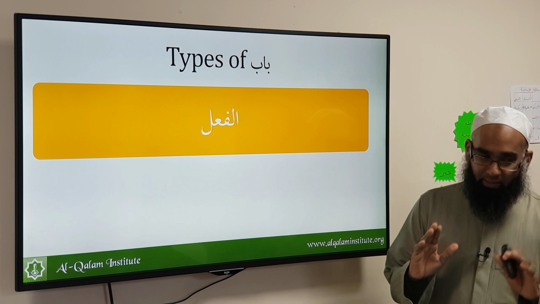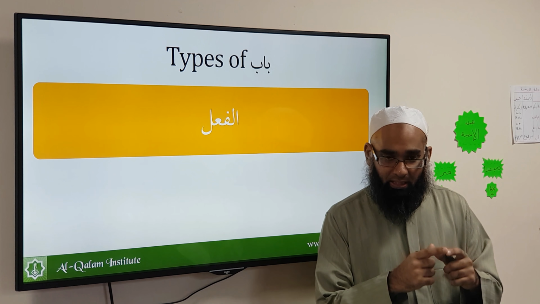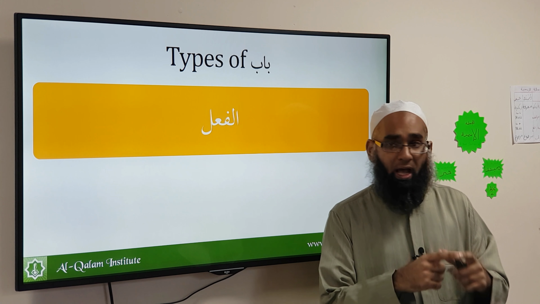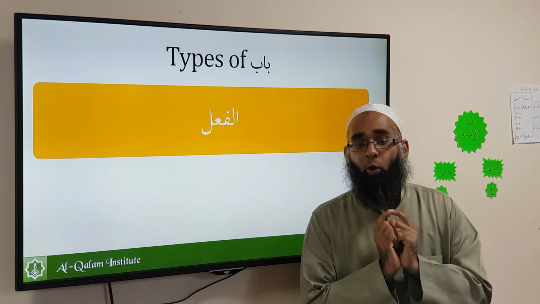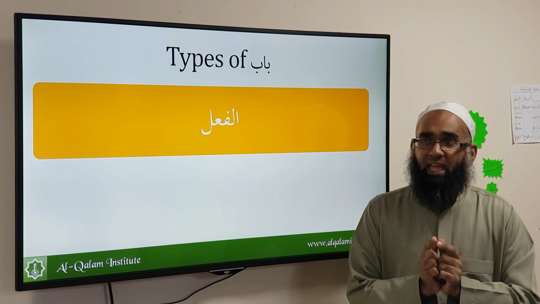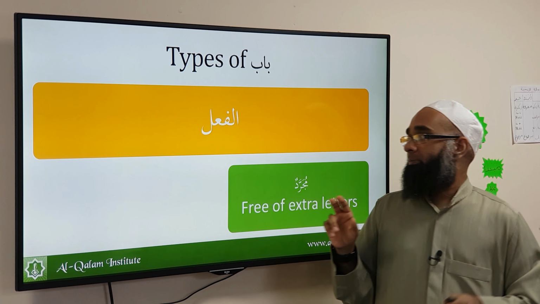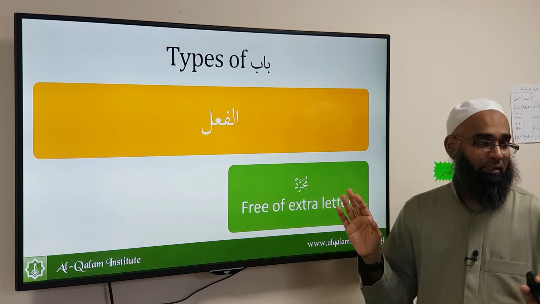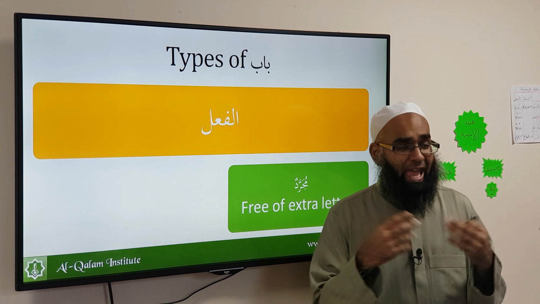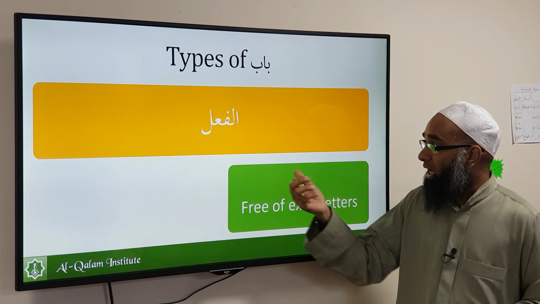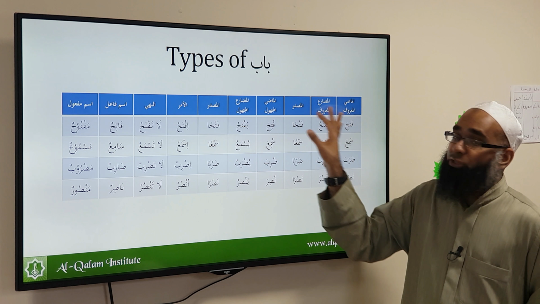So if you look at that, does the first word, meaning the madhi, ma'ruf, wahid, muzakkar, ghaib, does that sigha have any extra letters or not? Depending on that, we have two types of verbs. One is called mujarrad. Mujarrad can mean free, it doesn't have anything extra. So you call it mujarrad. So these babs here are all called mujarrad babs.